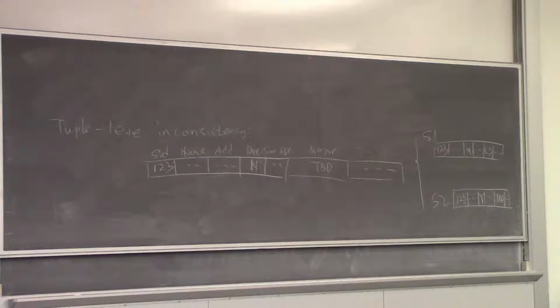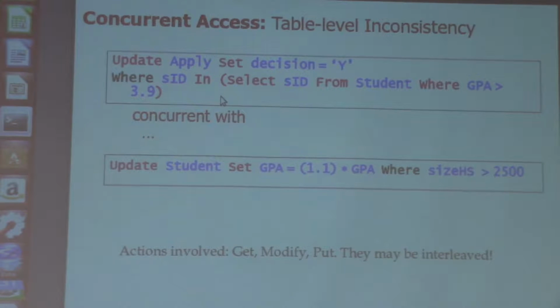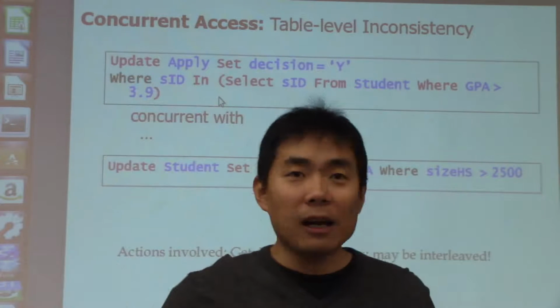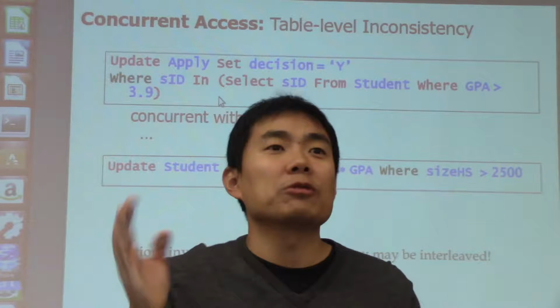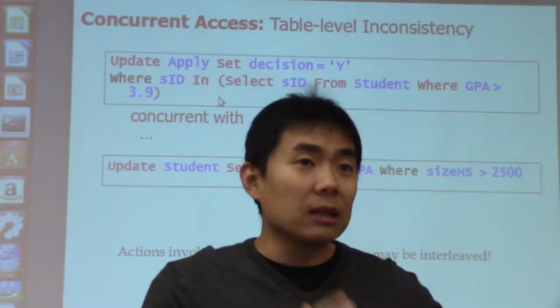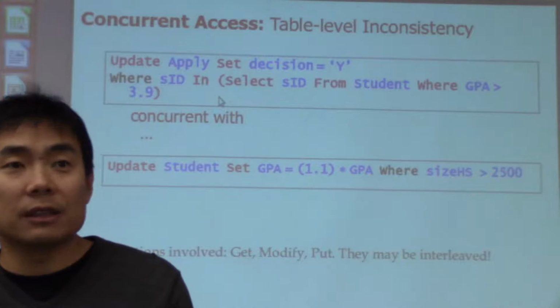And there is also table level inconsistency. Suppose you update the table using a SQL statement involving a condition. So I set the admission decision to yes for all students with GPA greater than 3.9. Very simple. For students with GPA greater than 3.9, I don't even have to look at their record. I will set the admission decision to yes. And for those lower than 3.9, maybe I will go ahead, look at their letters, and then make an informed decision in the end.